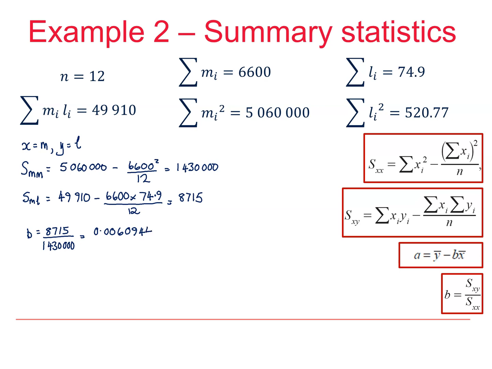It's a good idea to keep the full values at this stage. Make use of the calculator memory so that you don't end up with rounding errors. And then we're going to need m bar, which is the sum of the m's over 12, and l bar, which is the sum of the l's over 12.